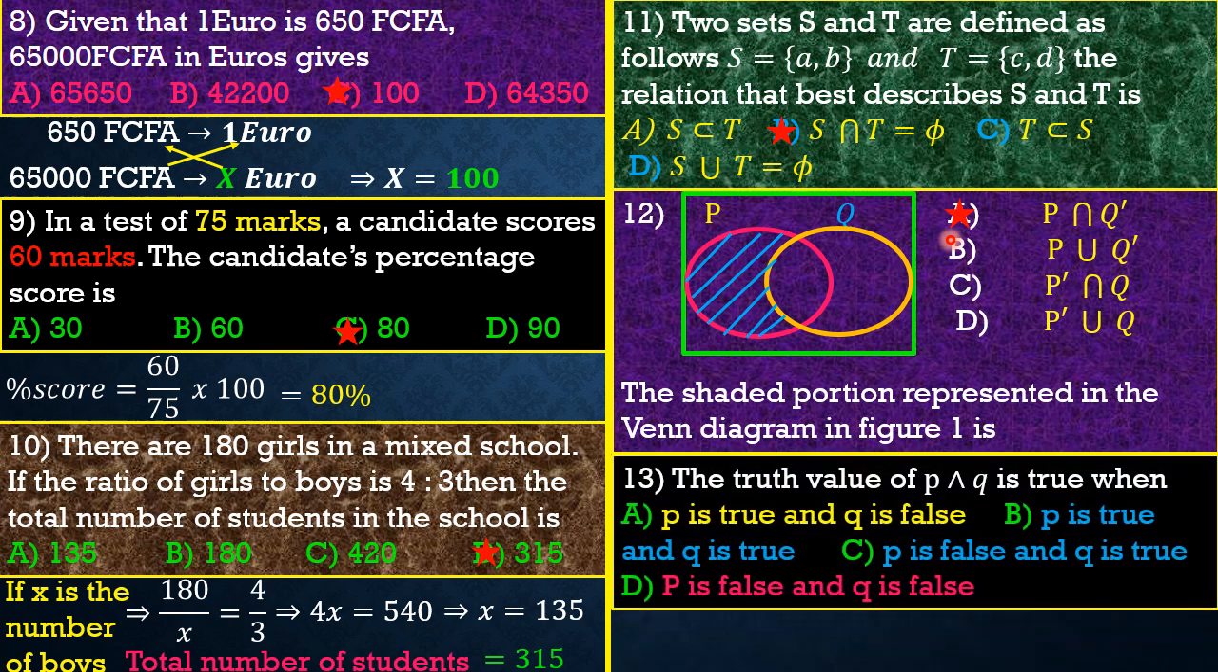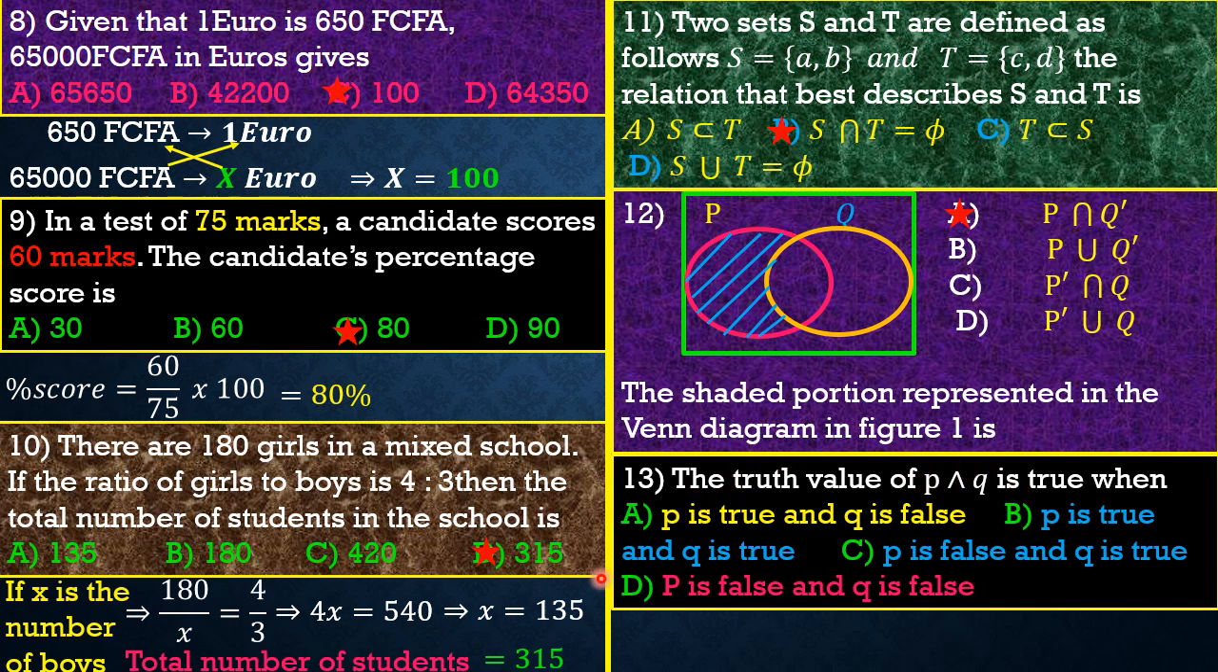Okay, question 13, sorry, which says the truth value of P and Q is true when, okay, these are the various options. So, guys, this inverted V symbol is simply a conjunction symbol. And the conjunction symbol is true whenever both the first and the second are true. That is the only case in which our conjunction symbol is true, only when both P and Q are true.